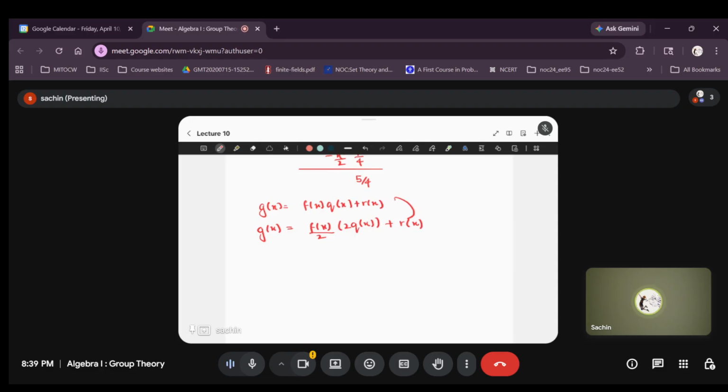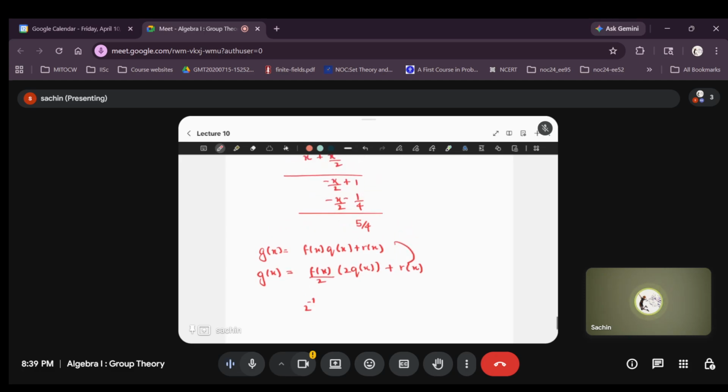Yes, that should be true. That's why 2 must be a unit of the ring. Then instead of dividing by 2, you can multiply by 2 inverse. Since 2 is a unit, 2 inverse will be some element of the ring itself. So if it is a unit, you can do this and the remainder won't change.